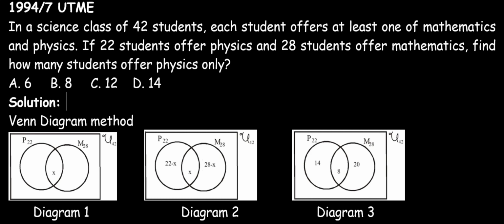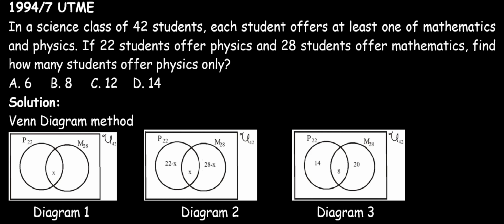The first stage, shown in diagram 1, is you draw a diagram that represents the universal set and the two subsets, with x being what is common between the two sets, physics and mathematics. If you watch carefully, the number of physics is written outside the circle. The number of those offering math is also written outside the circle. That also applies to the universal set, written outside the rectangle. Now, we proceed to diagram 2, where you start subtracting x from the number of those offering physics, which is 22, and x from those offering mathematics, which is 28.